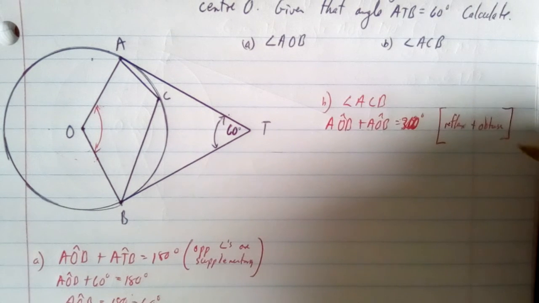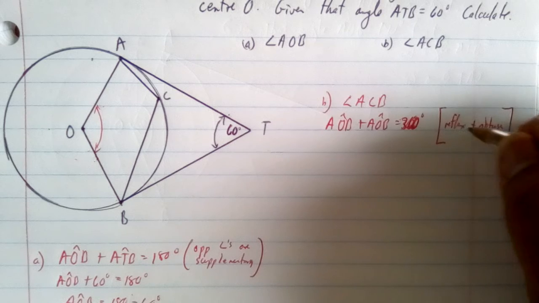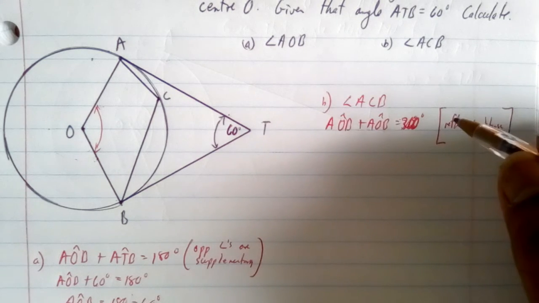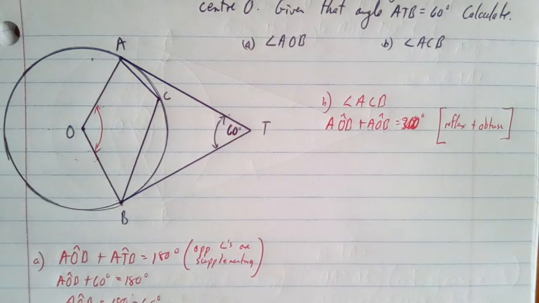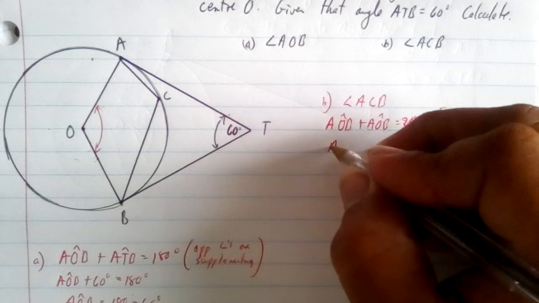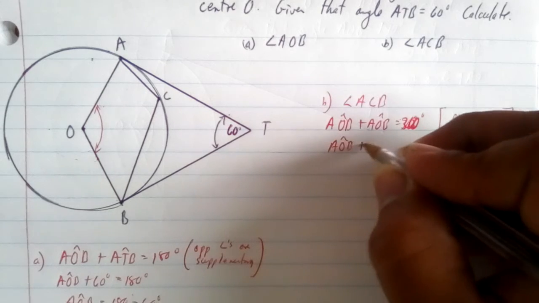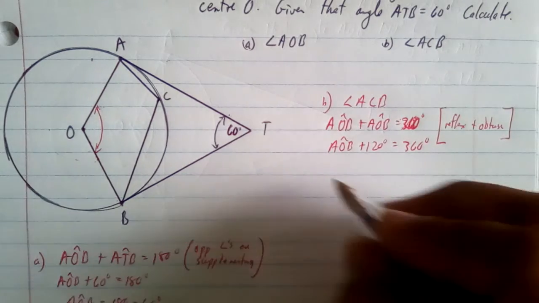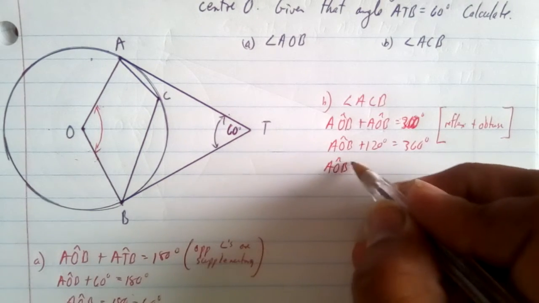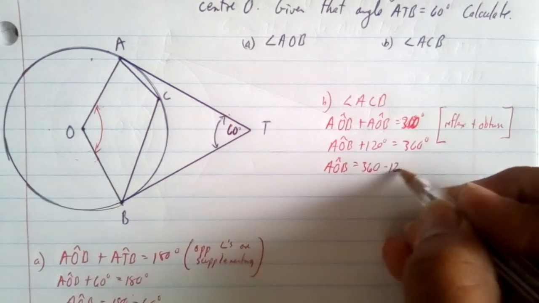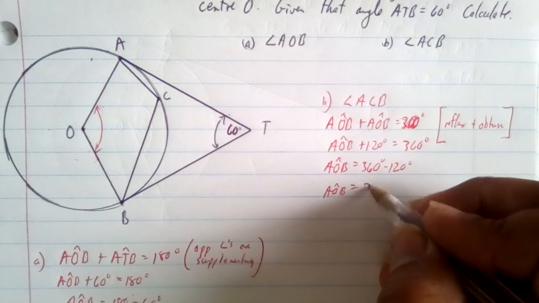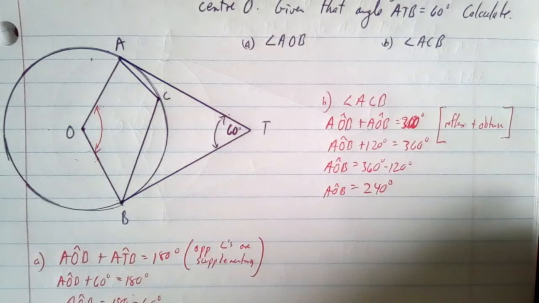They do not necessarily have to be reflex and obtuse. It could be an acute and reflex. It depends on what angle size you get. Since we already have one of them, which is AOB, the obtuse one, we're going to put that one there. So we have AOB plus 120 degrees equals 360 degrees. So we have AOB equals 360 minus 120 degrees. AOB equals 240 degrees.